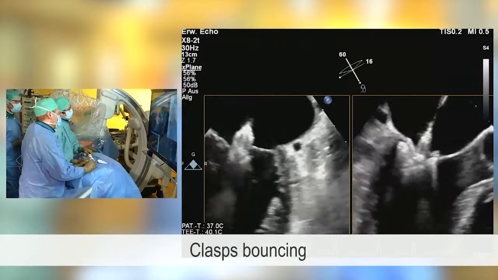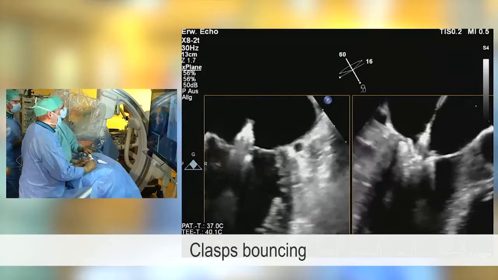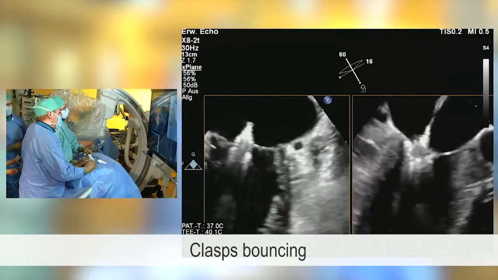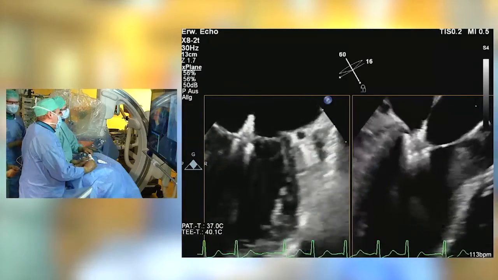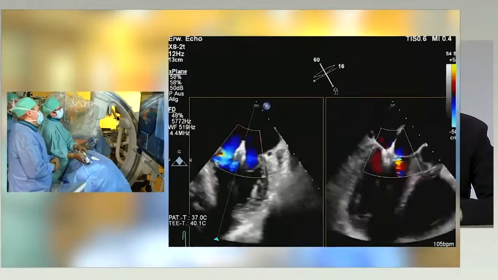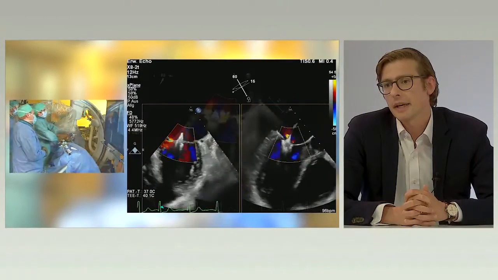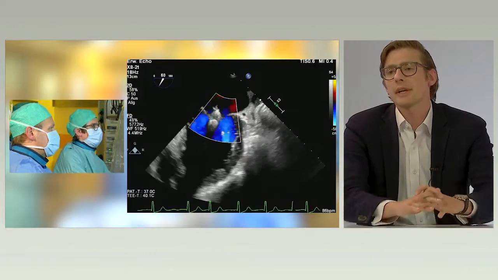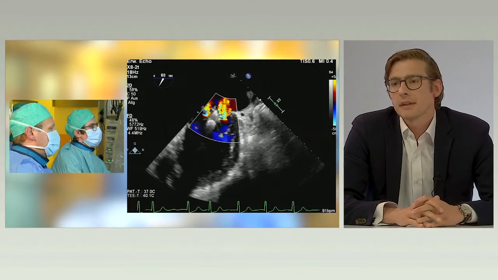Okay, what you see now is what we call the bouncing of the clasp, which is a good sign, meaning that there's enough tissue on. The device is then closed. We see that this applies tension to the leaflets. Again, an indicator that enough tissue is in. What we see now is that there is still mitral regurgitation at the medial aspect of the device, but also at the lateral aspect of the device.